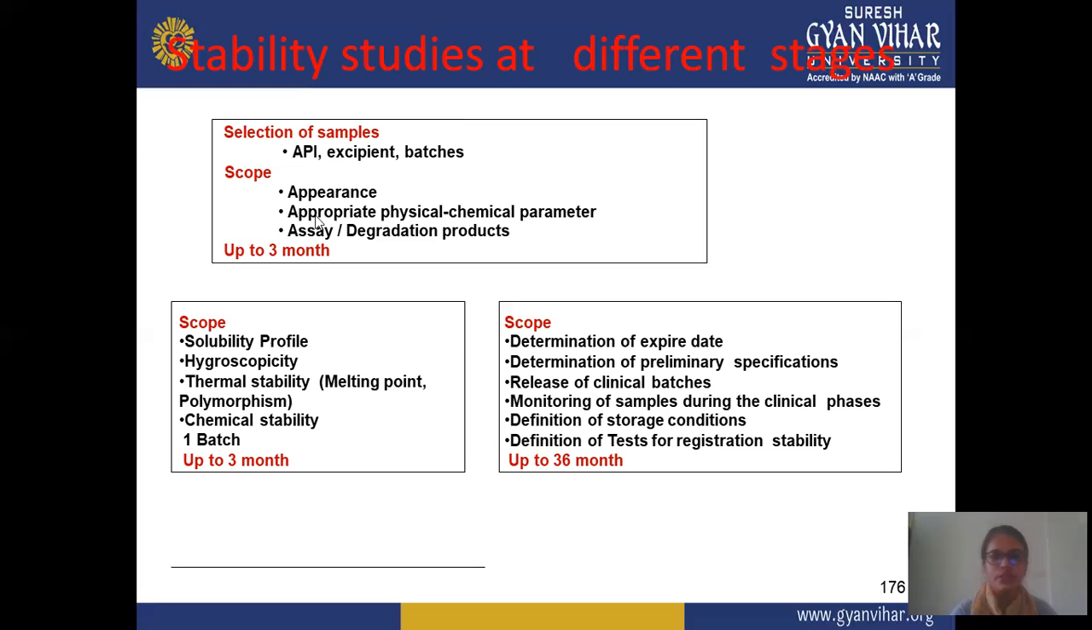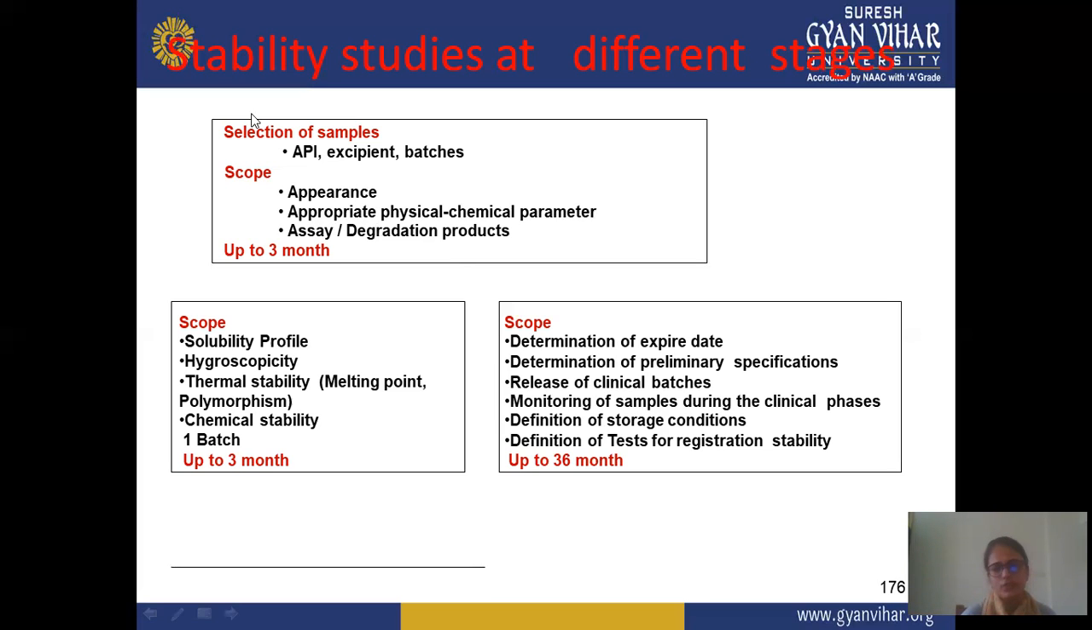In this, first is appearance. Second is appropriate physicochemical parameters. Third is assay and degradation product. Means whether any changes are observed or not in your formulation. Then appropriate physical and chemical parameters, where certain physical or chemical changes are observed. Then assay and degradation of the product. Assay means whether a particular amount of drug shows effect or not in your formulation. And this study is mainly for up to 3 months.